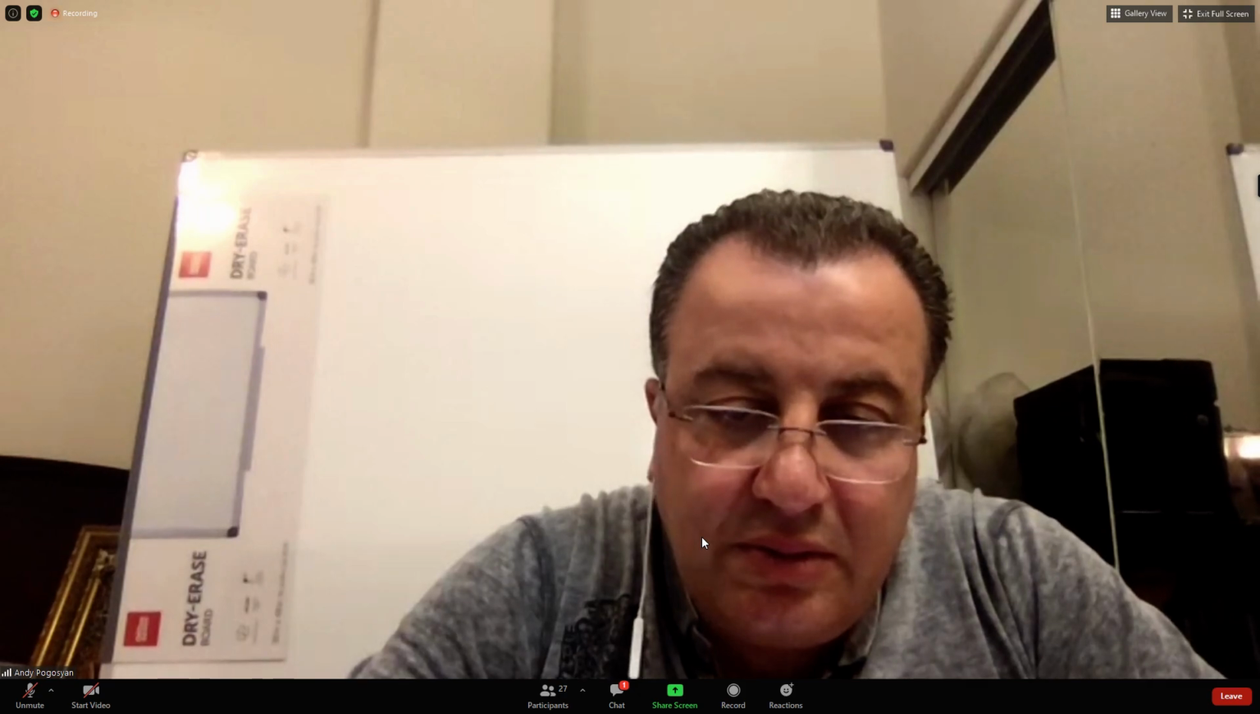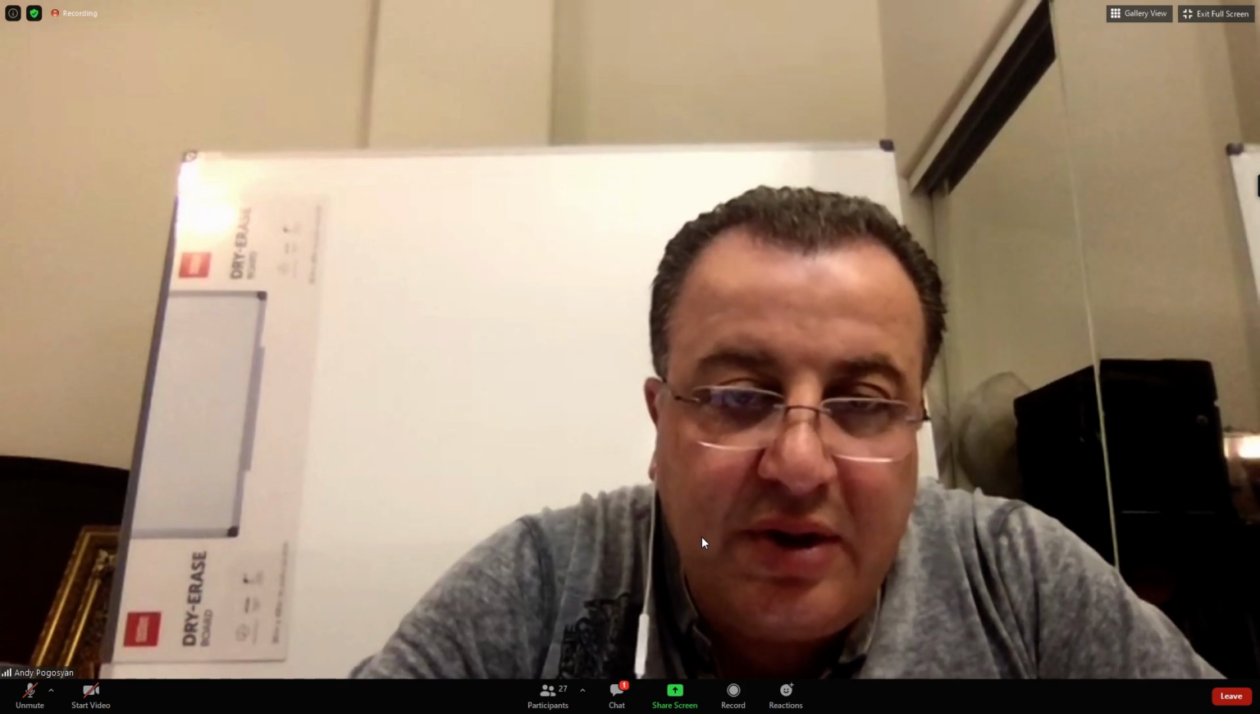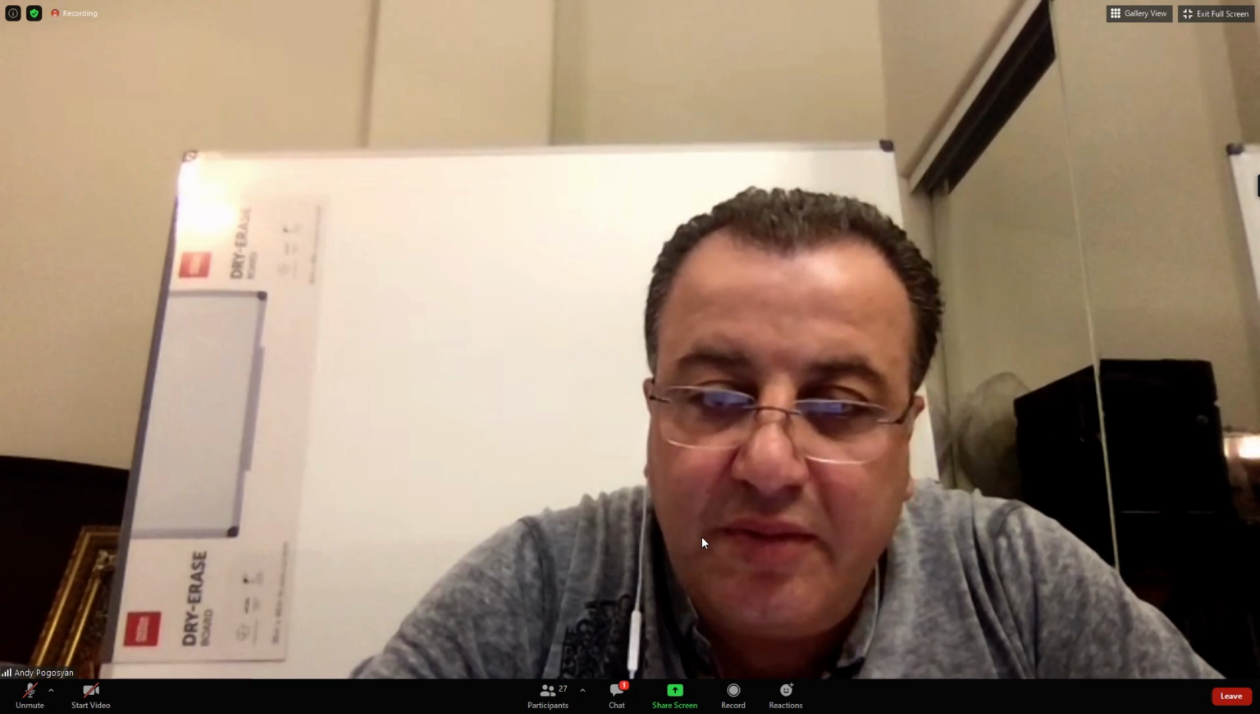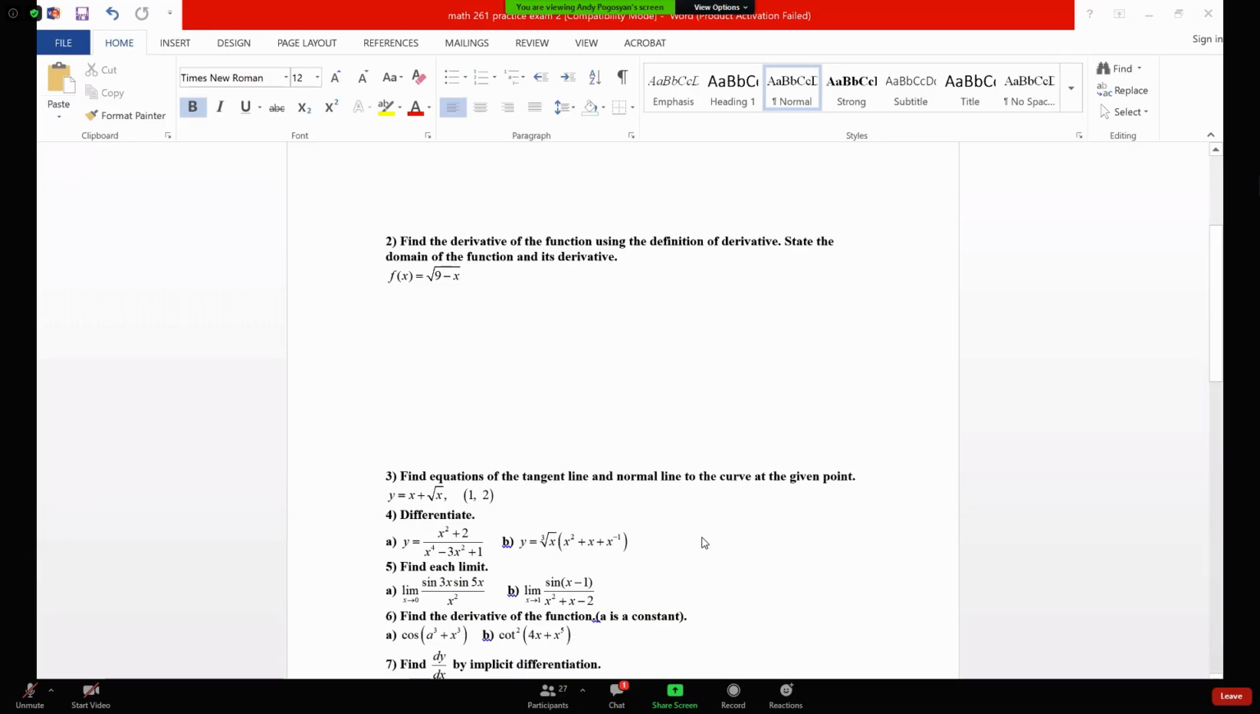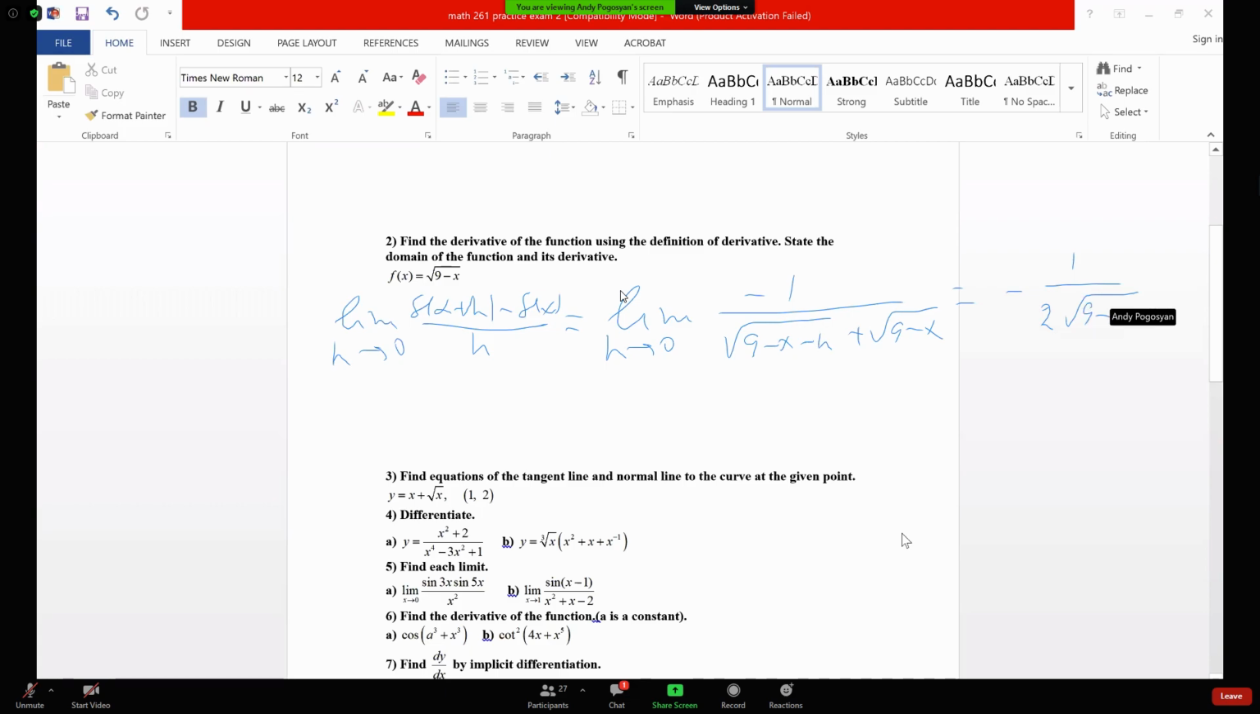Let me share this thing again. So you need to have a limit, correct? Limit of f of x plus h minus f of x over h as h approaches 0. So you should get limit of -1 over, so you have square root of 9 minus x minus h minus square root of 9 minus x, as h approaches 0, -1 over 2 square root of 9 minus x. This is what you need to have.